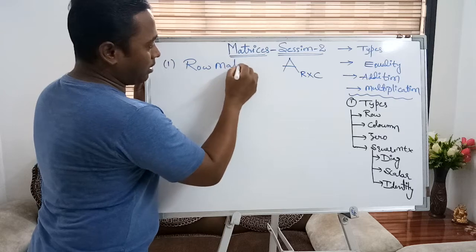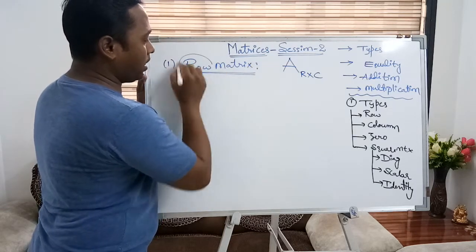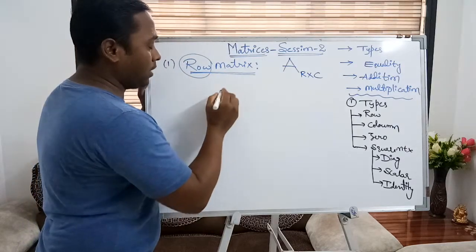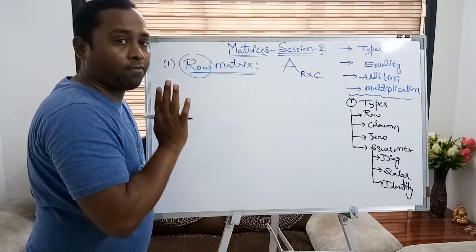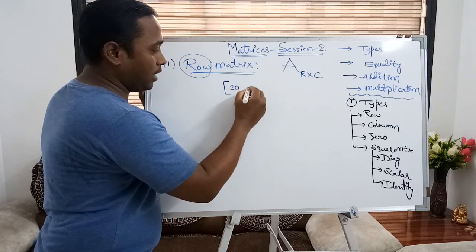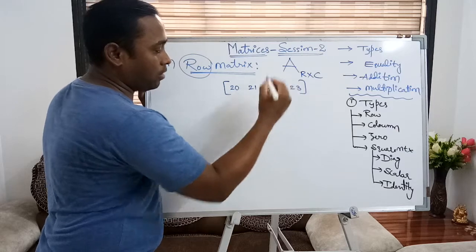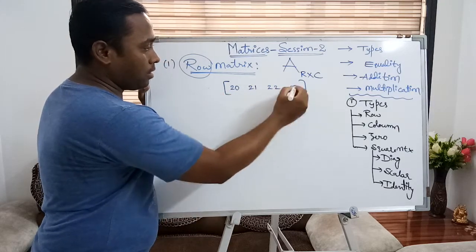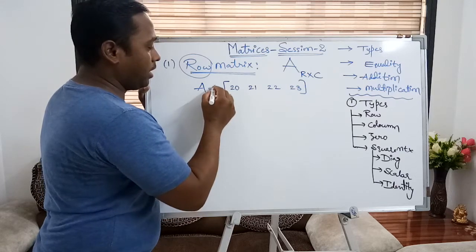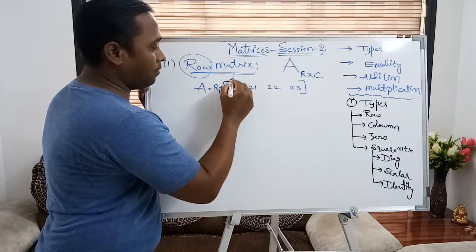What is meant by a row matrix? The name itself suggests it has only a single row. There may be any number of columns. Let us say I am writing the roll numbers of 4 students, 20, 21, 22, 23, horizontally. If you observe this data, how many rows and how many columns does this matrix have? It has only one row. You can see one row.